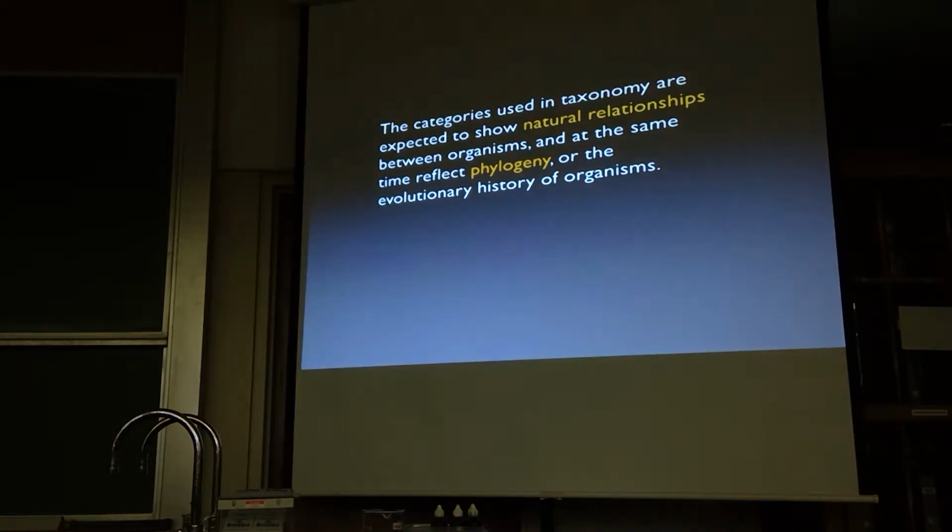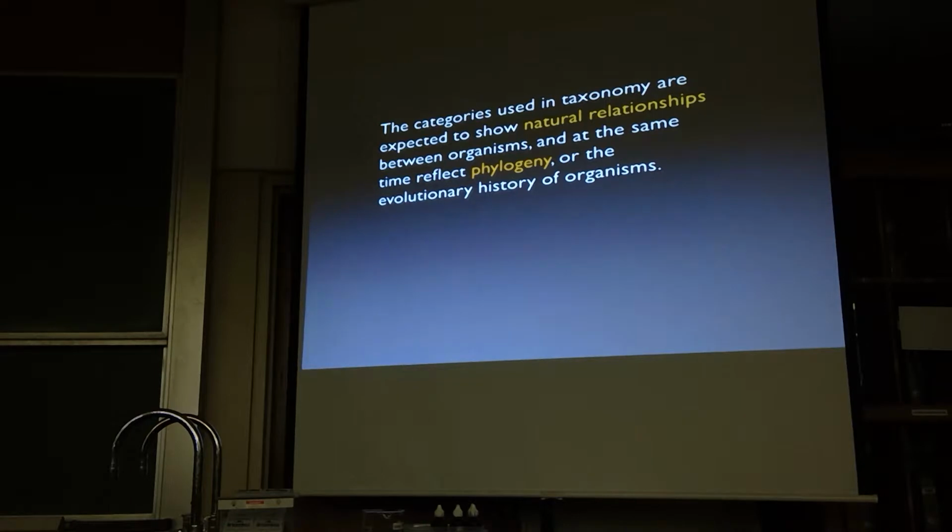So there are criteria for establishing categories. Again, they're supposed to show natural relationships between organisms. So if we put organisms in the same category, they should be related to one another on some basis. So the criteria have to deal with that. What is the basis we're going to use?